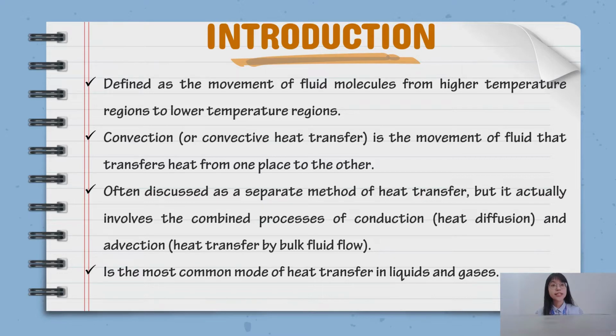Introduction. Convection is defined as the movement of fluid molecules from a higher temperature region to a lower temperature region. Next, convection, which we can also know as convective heat transfer, is the movement of fluid that transfers heat from one place to another. Third, convection is often discussed as a separate method of heat transfer, but it actually involves the combined process of conduction, which we also know as heat diffusion, and advection, heat transfer by bulk flow. Lastly, convection is the most common mode of heat transfer in liquids and gases.